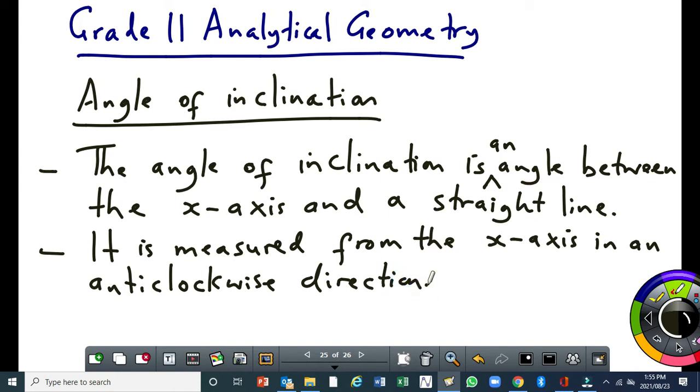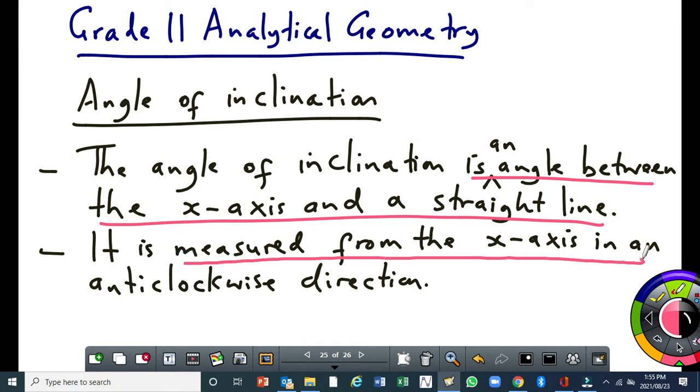All right. Now it's very important. I'm just going to highlight some very important points here. It is an angle between the x-axis and the straight line. Also, it is measured from the x-axis in an anti-clockwise direction. It is not measured in a clockwise direction.